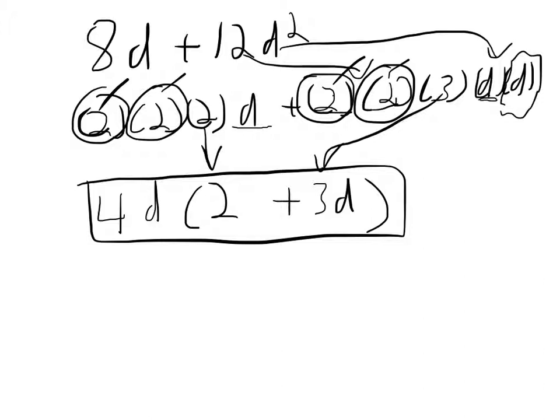Again, to check if I'm right, I would just use the distributive property that you learned before. 4 times 2 is 8, times d is 8d. 4 times 3 is 12.